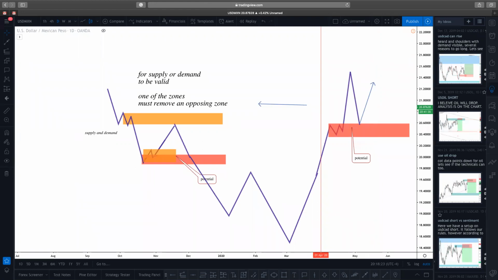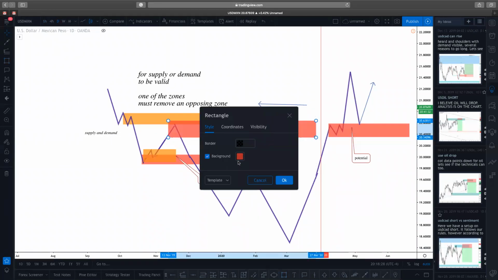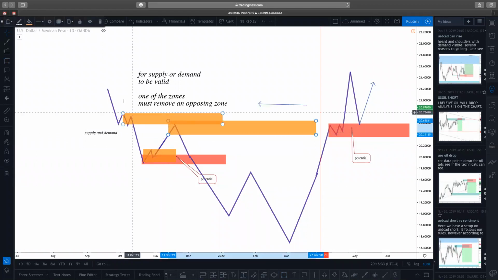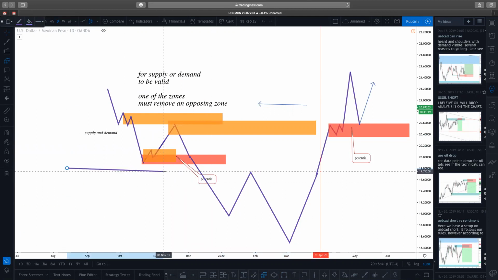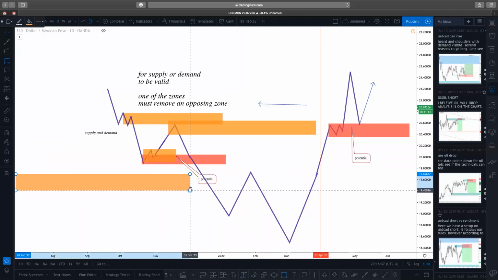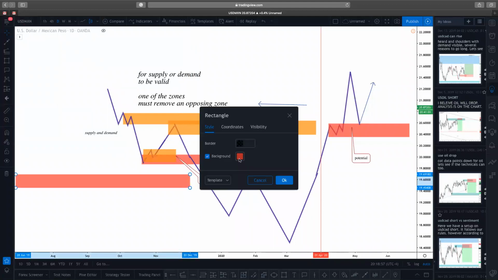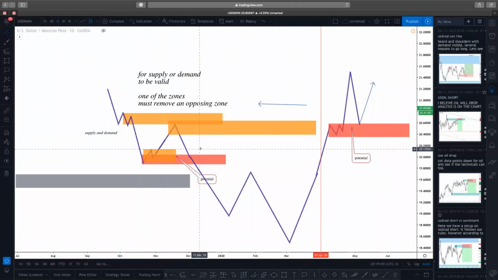So let's just draw the valid zone. We have this zone here also, because why? The market rallied and it removed, let's just imagine it had an opposing zone somewhere in the back here, a supply zone or a demand zone. And when the market rallied, base, drop, it removed this zone here. The zones that were removed, we're just going to put in gray.